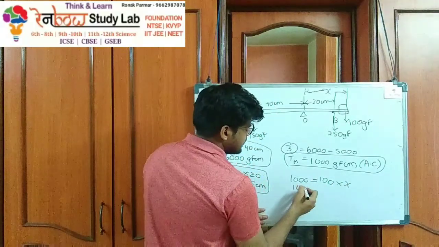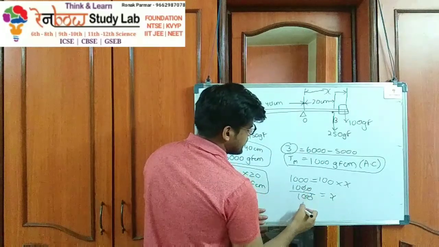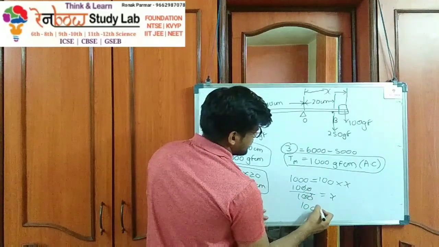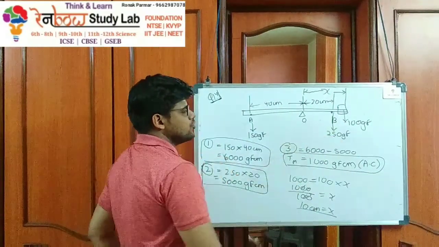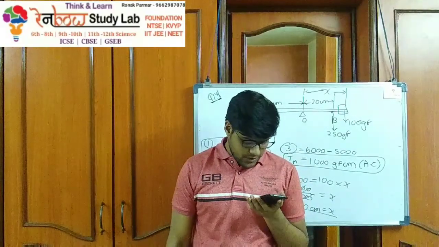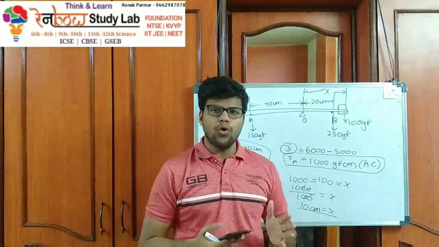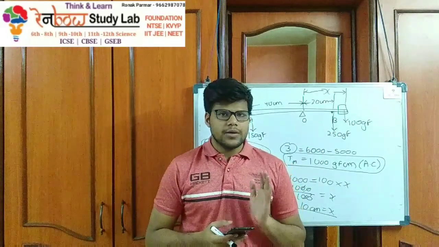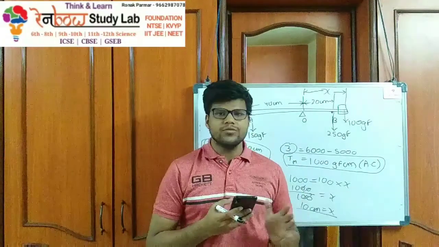100 will come on this end. Your x is 10 centimeter. So from O you should apply 100 gf at 10 centimeter. You can see, if you applied this at 10 centimeter on the right hand side of O, your ruler will be balanced. Please understand what I have done is, there was anti-clockwise movement, there was clockwise movement.